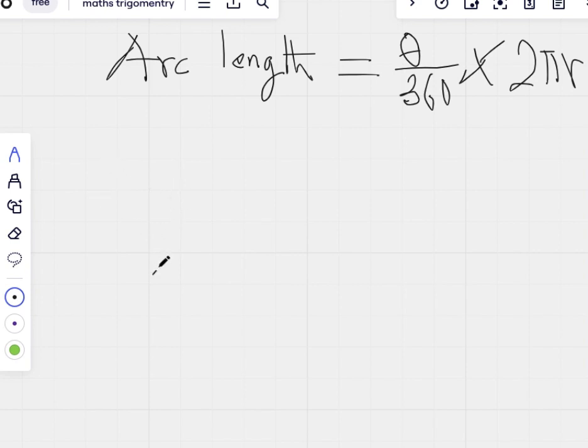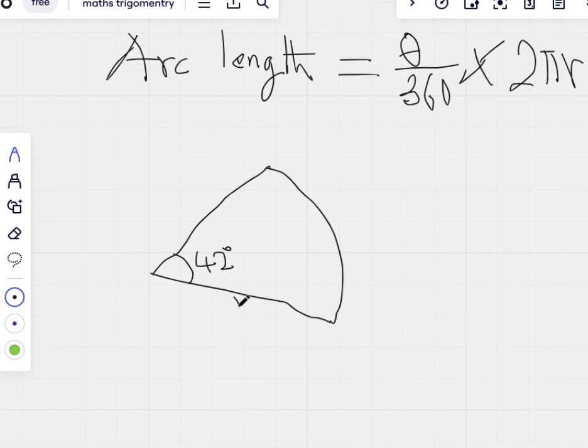So now let's take a look at that. Let's say we have this sector, and this angle is 42 degrees.